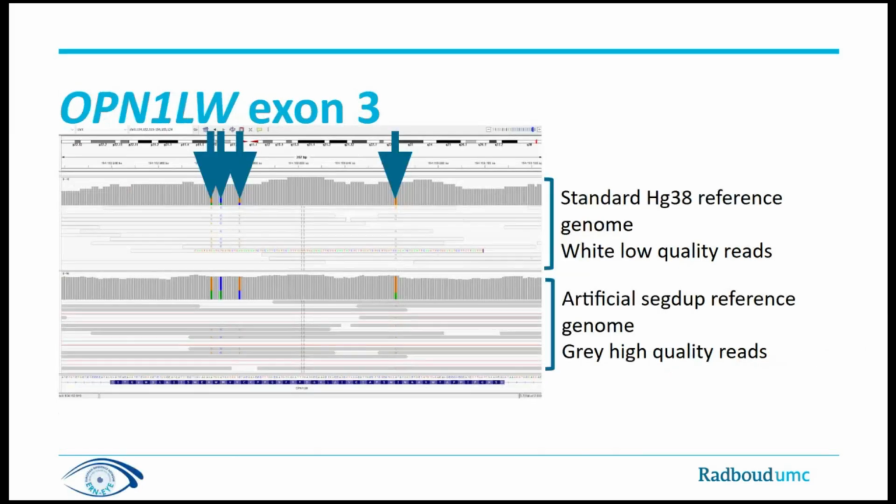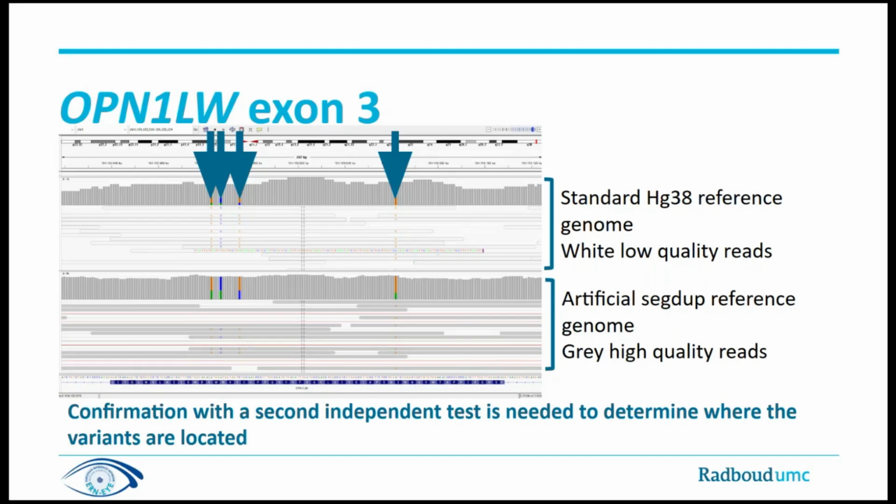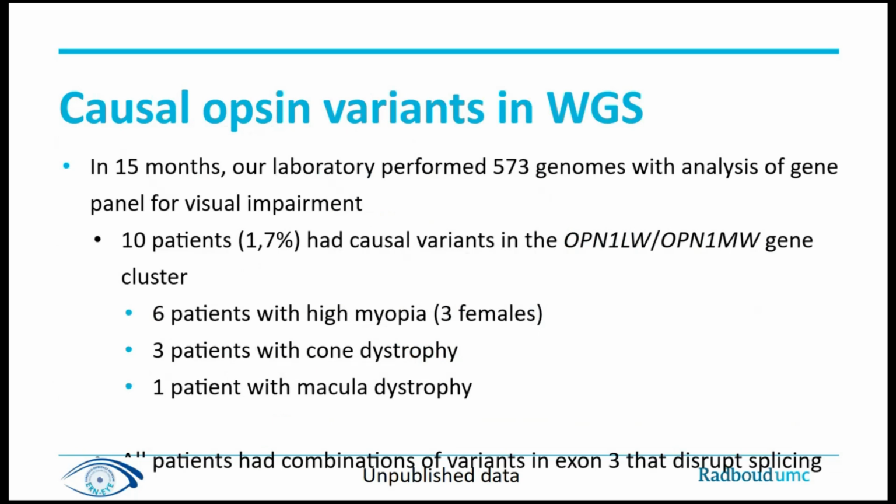Next slide, please. So if you now zoom in again on exon 3, we can see the same variants as before, but with our artificial SecDub reference genome, the reads are gray, marked as high quality, and now the variants are called, as we already saw before. However, we still need to perform a second independent test to know the true location of these variants, because in this analysis, all variants were forced to align to the OPN1-LW gene, also the reads that originated from the OPN1-MW gene.